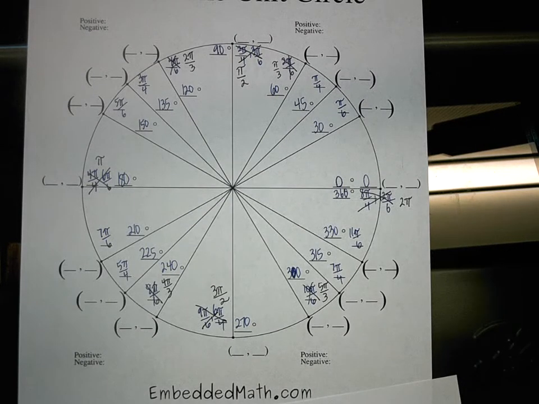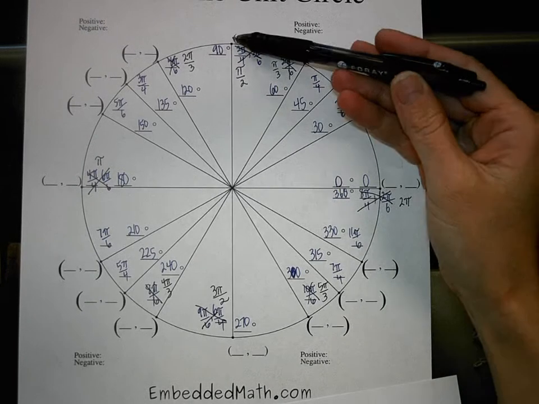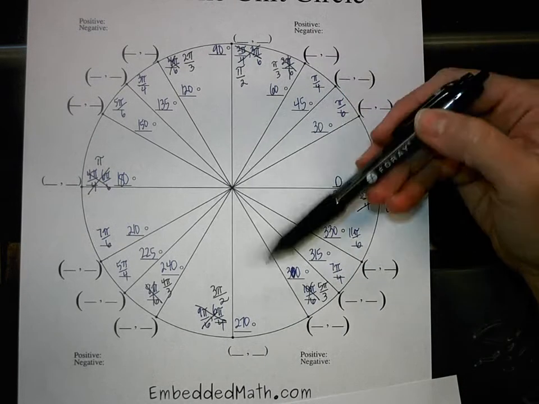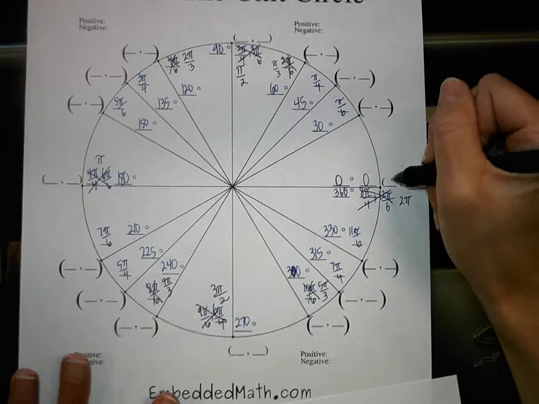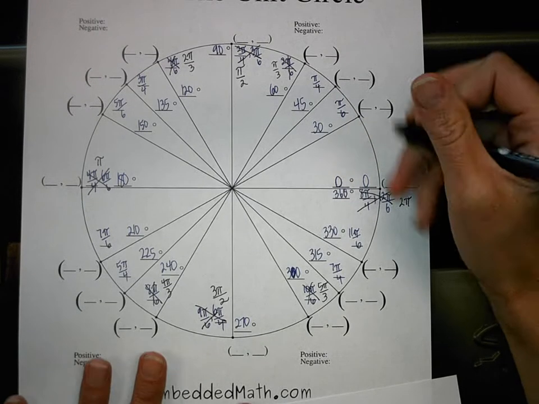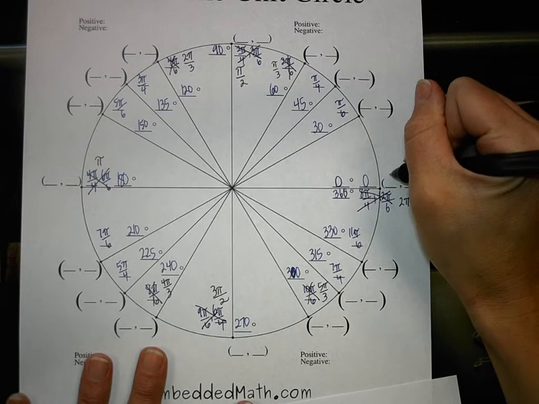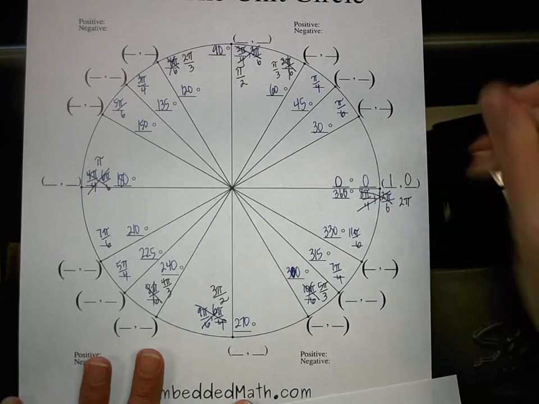Any questions? So the last thing we have now is our ordered pairs. The ordered pairs that are the easiest to start with are the ones at the quadrantal spots, in between quadrants. What is this ordered pair right here? 1, 0. 1, 0 is correct.